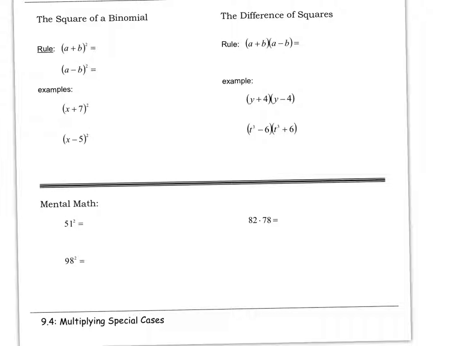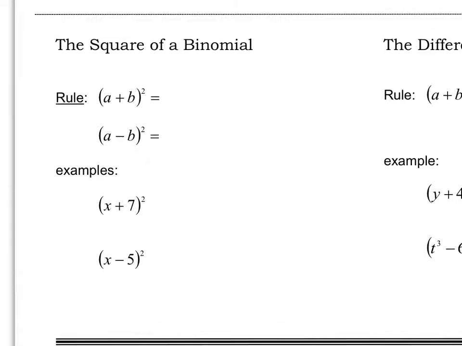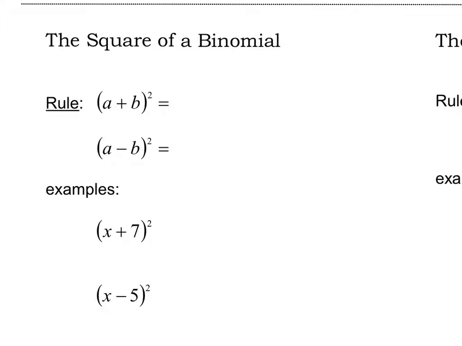9-4 is about multiplying special cases of binomials. So remember, a binomial has two terms. There's a rule that if you multiply the same binomial twice, then the shorthand is going to be a squared, the first term squared, plus twice the first and second term, so 2ab, plus the last term squared.